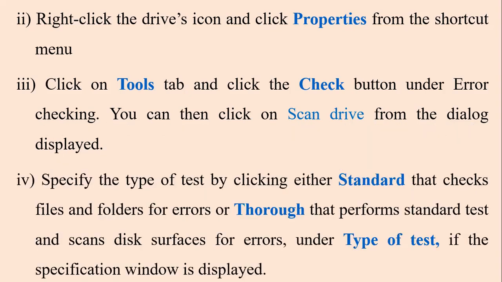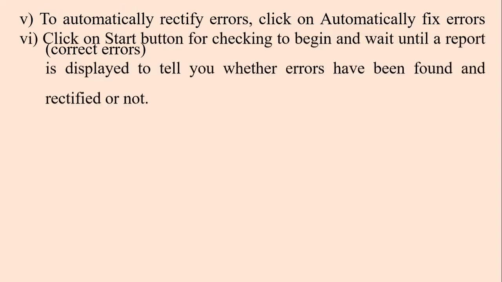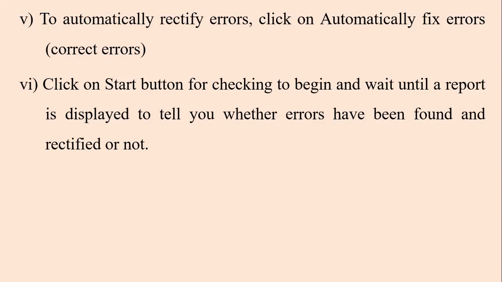From there, specify the type of test by clicking on either Standard, that checks files and folders for errors, or Thorough, that performs the standard test and scans disk surfaces for errors, if the specification window is displayed. To automatically rectify errors, click on Automatically Fix Errors. Then click on Start button for checking to begin and wait until a report is displayed, which tells you whether any errors have been found and rectified or not.